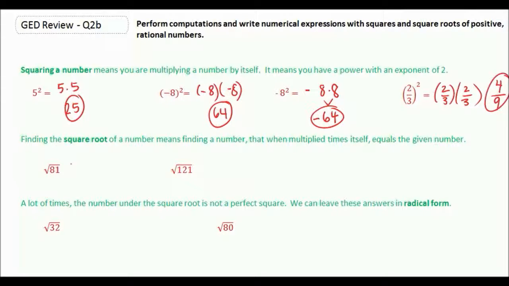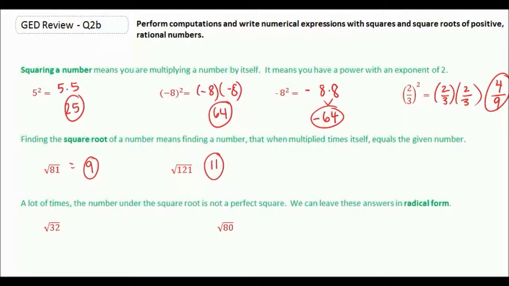Finding the square root of a number means finding a number that when multiplied times itself equals the given number. So the square root of 81 means we need to find a number that when you multiply it by itself gives you 81. And the answer to that is 9. The square root of 121 means what number times itself equals 121. The answer to that is 11.